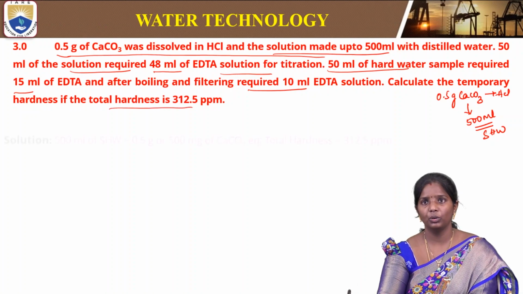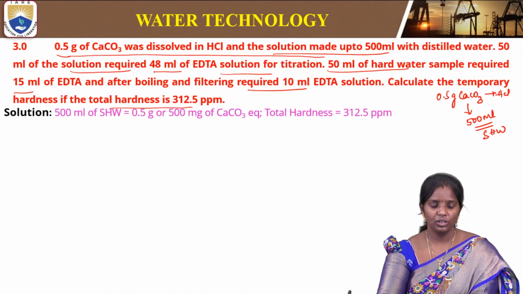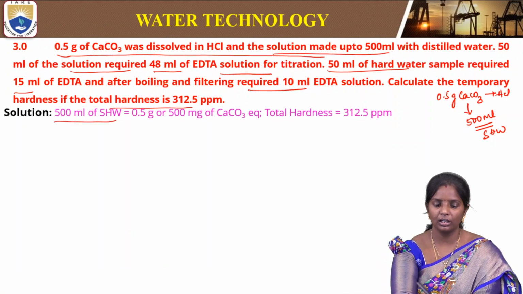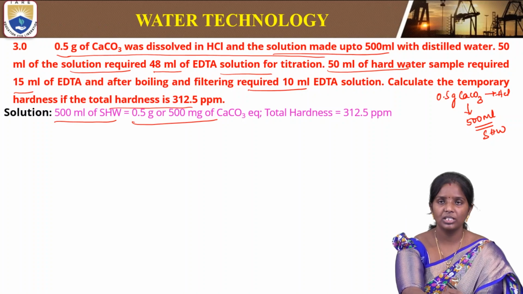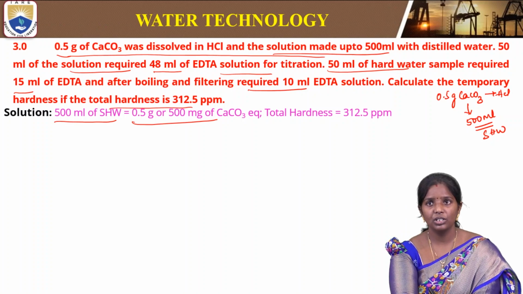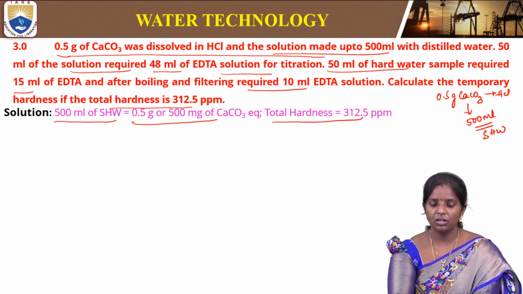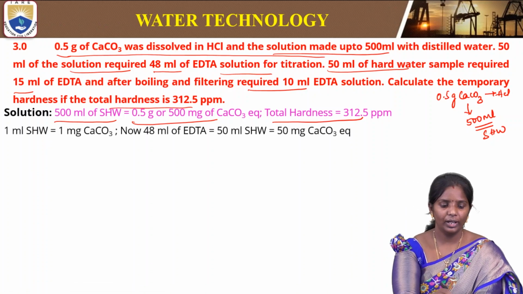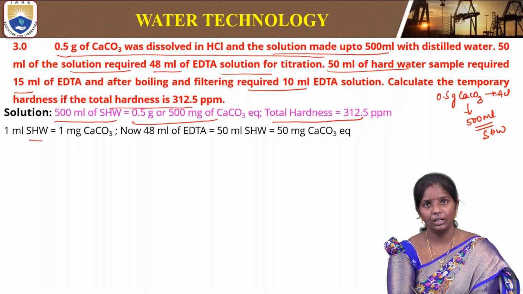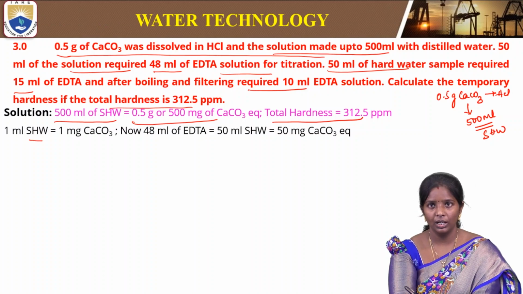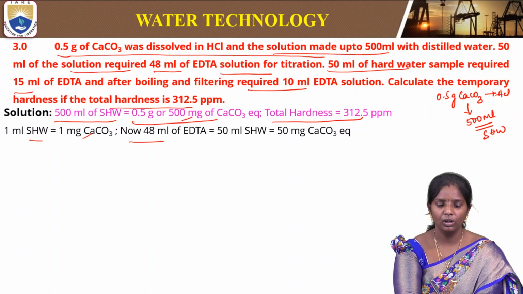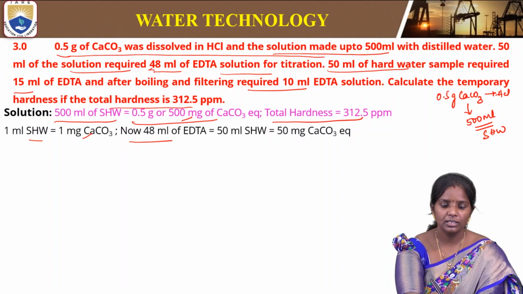The total hardness is given as 312.5 ppm. In the question they have already given that 500 ml of standard hard water contains 0.5 grams, which is also written as 500 mg. So 1 ml of standard hard water, how much will it contain? When 500 ml contains 500 mg, 1 ml will contain 1 mg. Now, another line is this.